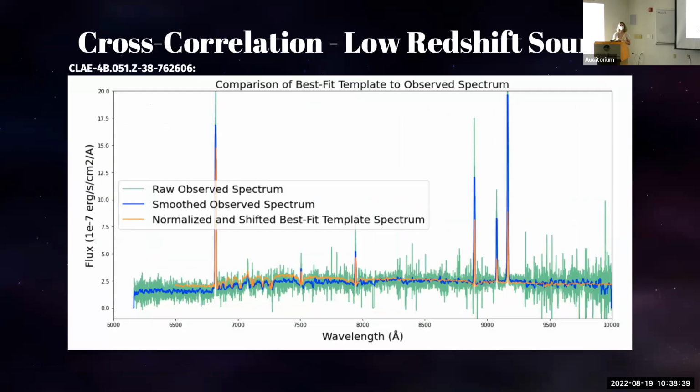Aside from just generating a chi-squared value, we could also plot the raw observed spectrum and the smooth observed spectrum against the normalized and shifted best fit template spectrum. So here in the orange is the template spectrum that returned the lowest chi-squared value. This is an example of one that actually is a pretty good fit. It had a pretty low chi-squared value. And obviously, as you can see, it's not perfect. It doesn't line up exactly, but it does have those same trends happening, and those emission lines happening in the same place. And this is an example of a best fit template that was a star-forming galaxy. So this is one that from doing cross-correlation, we could determine what was going on in this galaxy, and it was something that we couldn't do just through visual analysis.